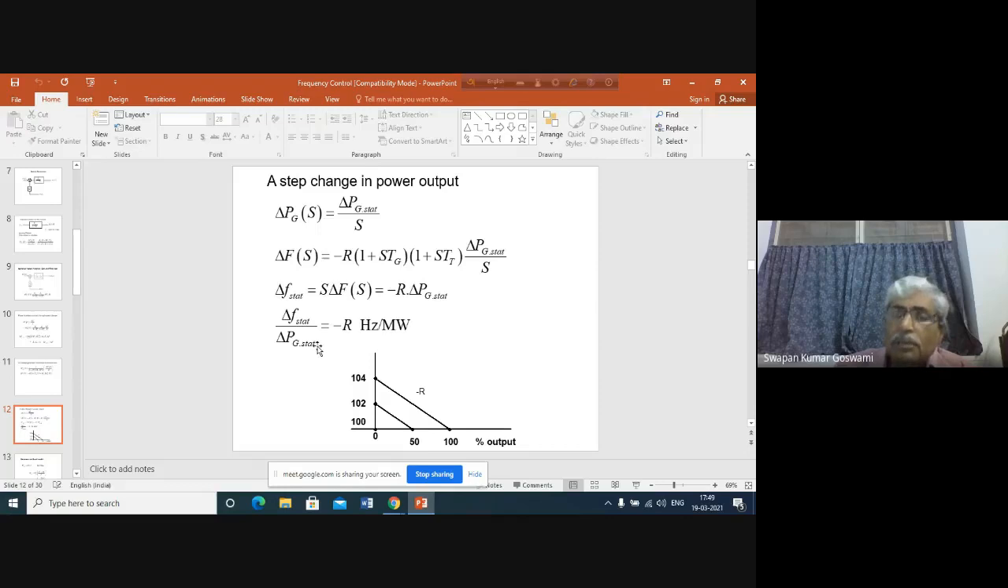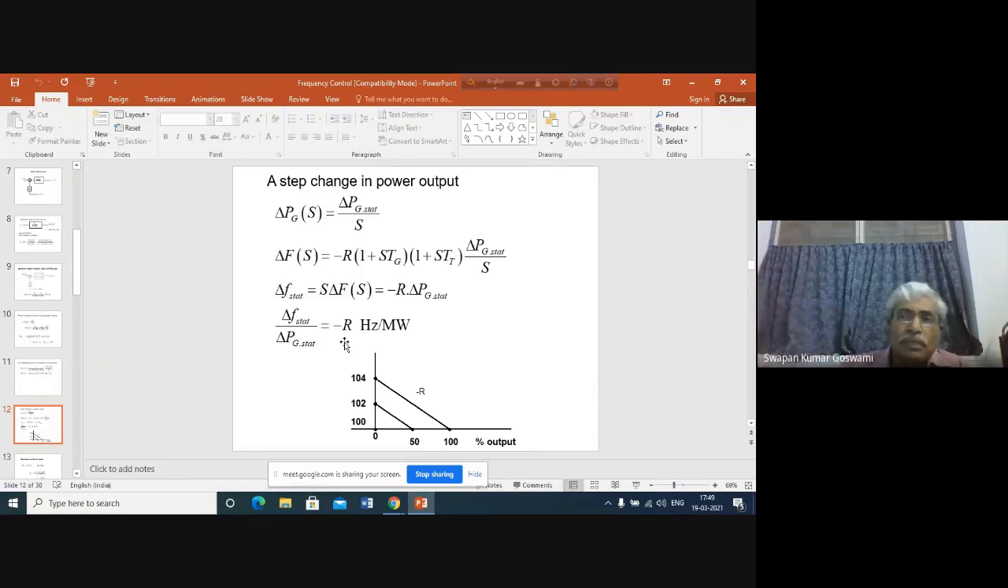Initially it was 0. So how much power is being changed? It may be equal to the full load capacity, it may be 50%, maybe 10%, maybe 12%, whatever it may be, no problem. For simplifying the analysis, let us assume that it is equal to full load capacity. Then what will del F represent? Del F will represent how much will be the change in frequency if power output is changed from no load to full load.